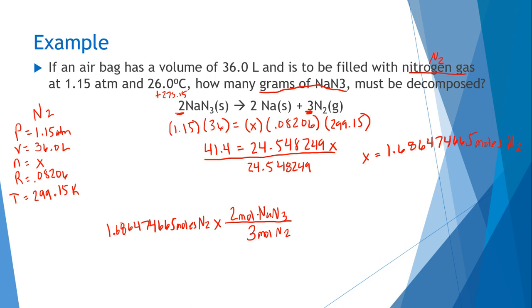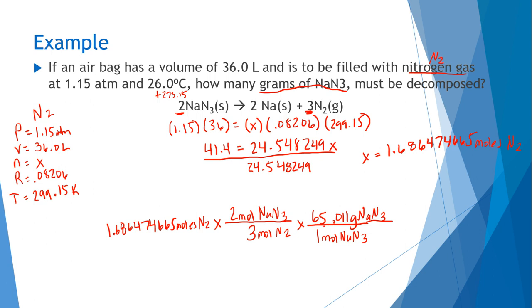But it doesn't want moles of NaN3, it wants grams. So again, I'm going to go from moles to grams, and we learned that we use molar mass for that. So to cancel out moles, 1 mole of NaN3. And then our grams, if we find the molar mass of NaN3, it's going to be 65.011 grams of NaN3. Now remember, if we do grams over moles, it's always going to be 1 mole, because molar mass is grams per mole.